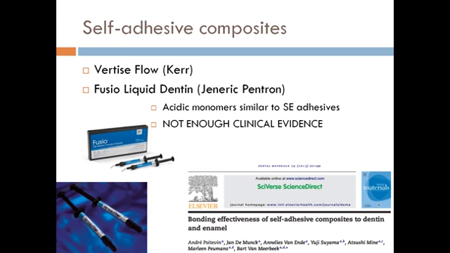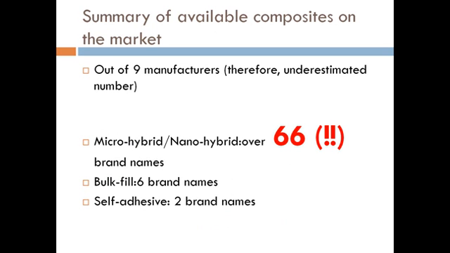There are other materials that are now self-adhesive, and we can discuss the papers in class, actually. So Vertise Flow, for example, and Fusio Liquid from Pentron, those have acidic monomers present in the composite, and they are, in theory, self-adhesive, so you would not need an adhesive before using this. They are flowable, and they are used as composite cement, as resin cements, so not as restorative per se.